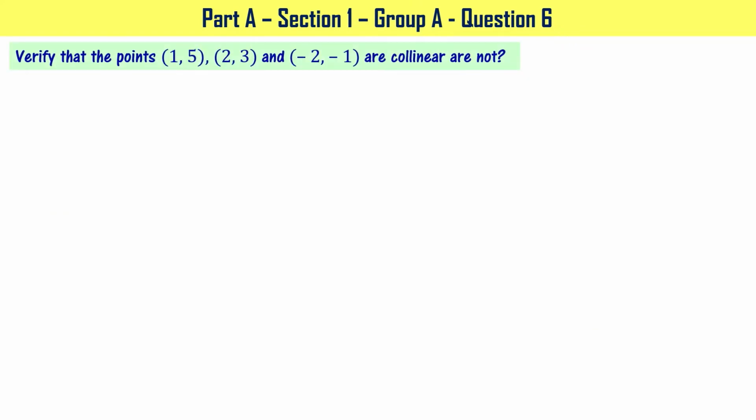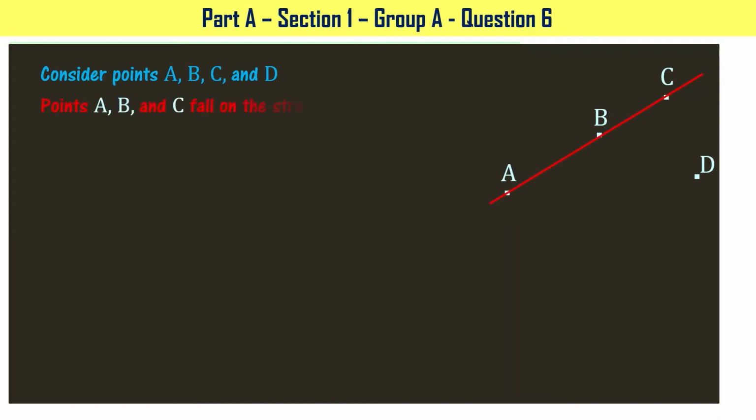Verify that the points (1, 5), (2, 3), (-2, -1) are collinear or not. Collinear means they have to be on the same line, right? Let us consider points A, B, C and D. If you draw a straight line, it passes through point A, point B and point C as shown in the figure, right? Hence, we say that points A, B and C are collinear points, right?